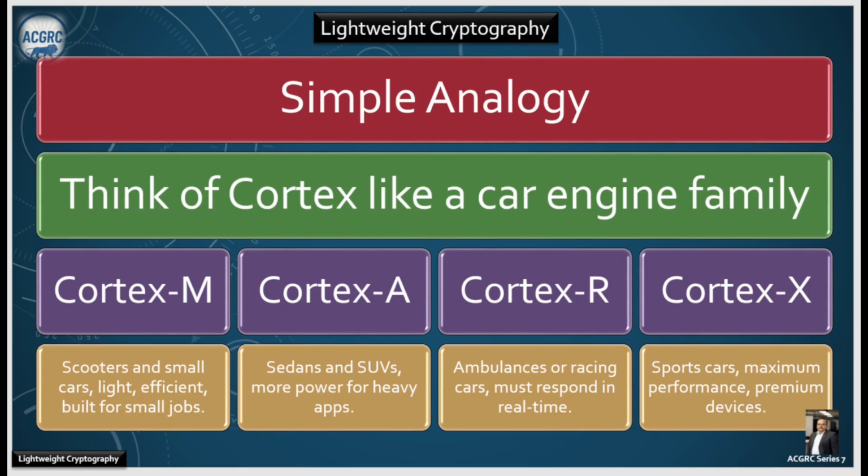Simple analogy, think of Cortex like a car engine family. The Cortex-M is like a scooter or a small car, light and efficient, built for small jobs. Cortex-A is like a sedan or an SUV, more powerful for heavy apps. Cortex-R is like an ambulance or a racing car and must respond in real time. Whereas Cortex-X is a sports car, maximum performance, premium devices. I hope this example gives you a better perspective on what the Cortex series looks like.